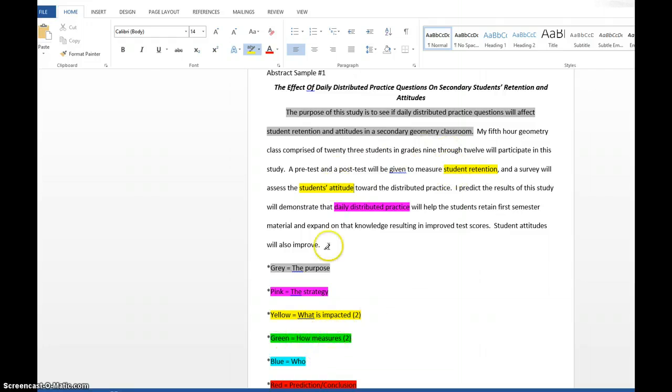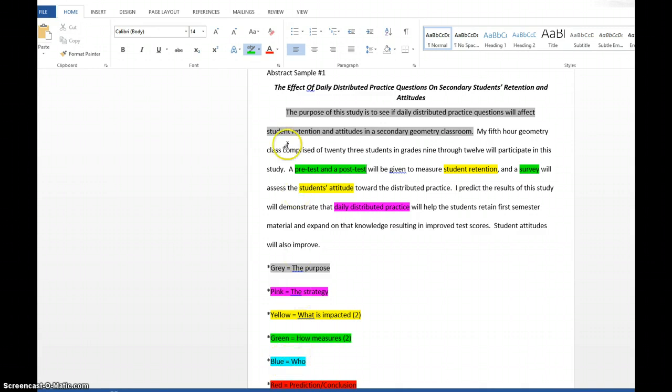Next, we're going to highlight how they measure student attitudes and student retention. We're going to find how they're going to measure that, and we're going to highlight it green. So it said a survey is going to measure the student attitude, so I'm going to highlight the survey green. And it said a pre-test and a post-test was going to be given to measure the student retention. Since there's two things impacted, there's going to be also two measurements.